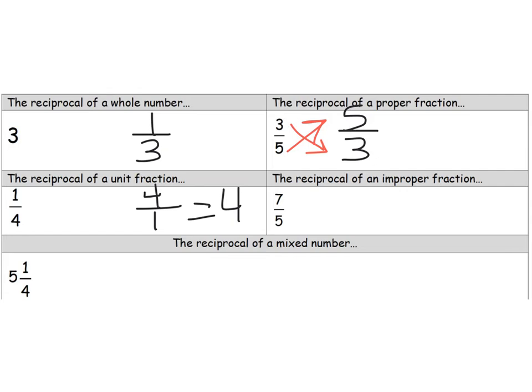Now let's find the reciprocal of an improper fraction. Like a proper fraction, we'll do the same exact thing. We'll draw our fraction bar, and then we're going to flip our numbers. So 5 goes on top and 7 goes on the bottom.